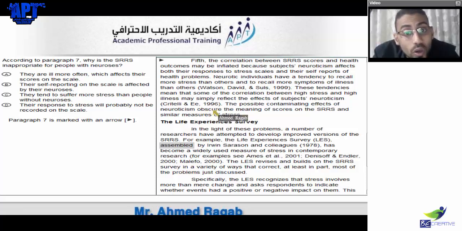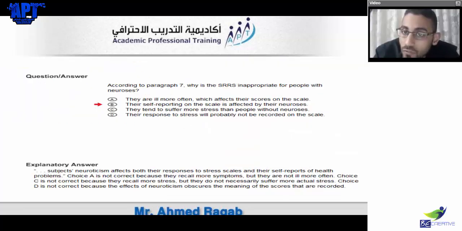Okay, so obscure here, the meaning of score. That means the first one is wrong. It tends to suffer more stress than other people without stress. No, that's wrong. And here, their response of stress will probably be not recorded on a scale. No, it will be recorded. So here, yes. The correct one here is what? Yes, self-reporting.